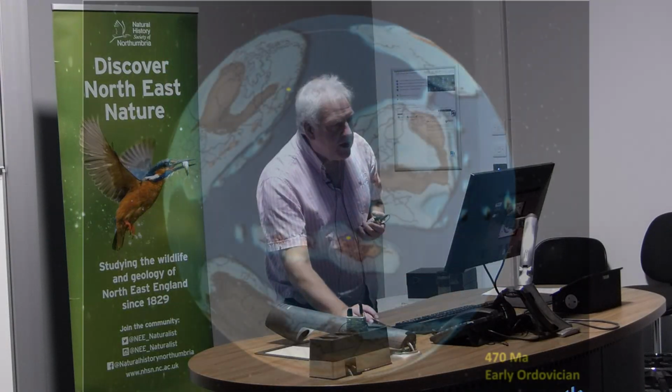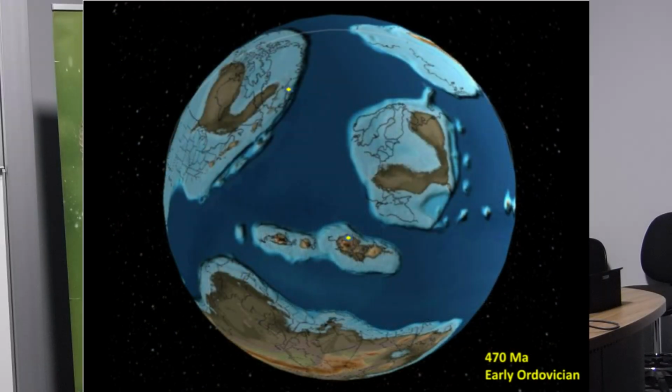This is a reconstruction of the continents on the Earth 470 million years ago. We're looking at the South Pole. The equator is marked up here. This is a continent called Laurentia. That's where Scotland is, that little yellow star. This is Avalonia, and this is Gondwana down here. And that's where Newcastle is.